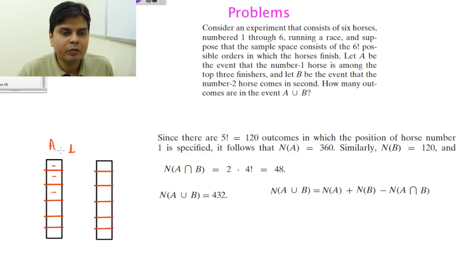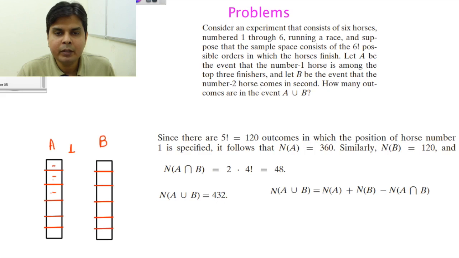So what will be the number of outcomes of A? That is, NA will be 3 into 120, because horse number 1 can be anywhere in these 3 places, and the remaining 5 horses can arrange themselves in 5 factorial ways. So NA is 360.